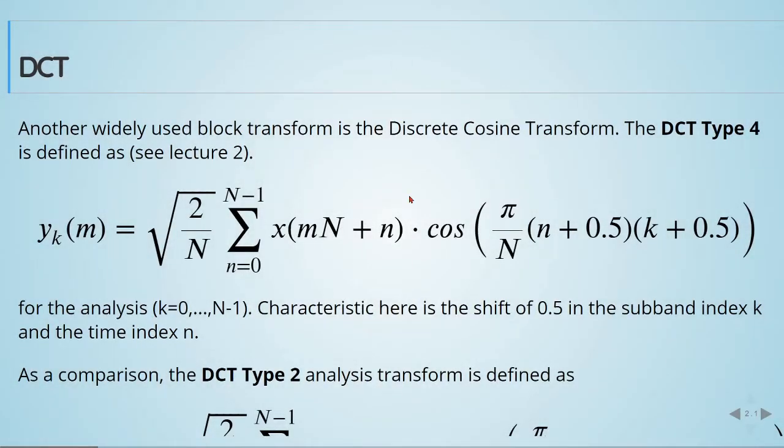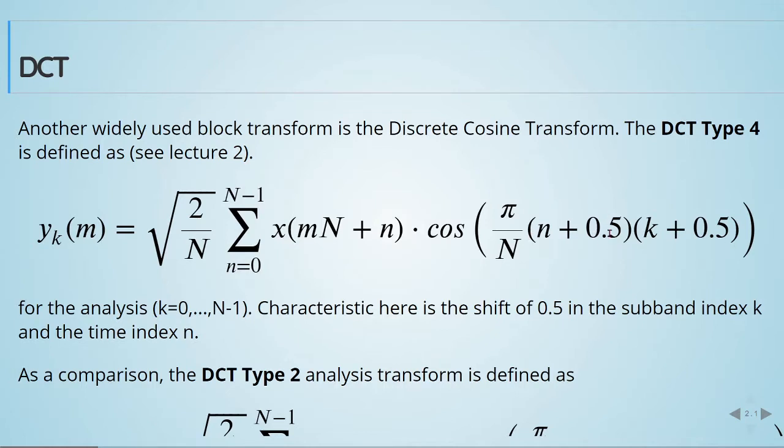Another widely used block transform is the discrete cosine transform. When you look in the literature, you will find many different definitions of the DCT type 4, but this is the one we're going to use for this lecture. You can also see in lesson number 2 where we talk about the DCT. So the DCT type 4 that we are going to use has this equation here. We notice we have this square root of 2 divided by capital N.